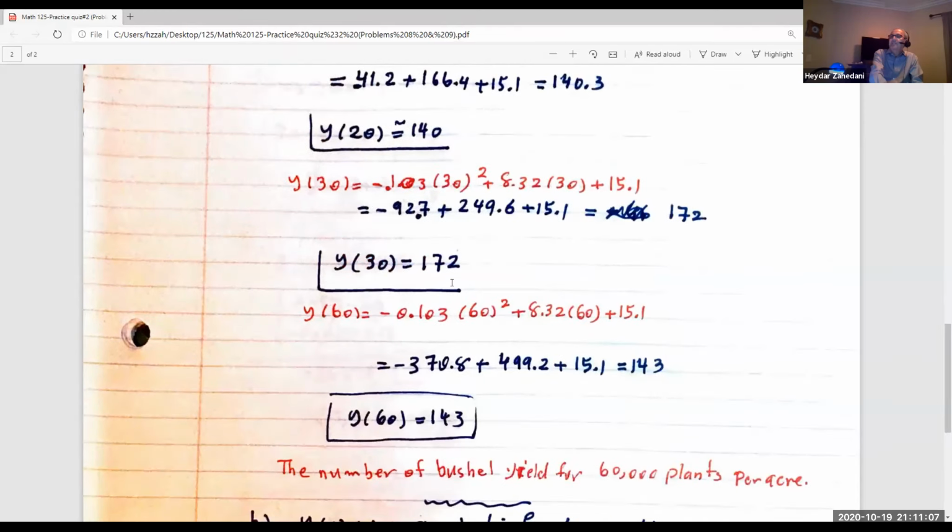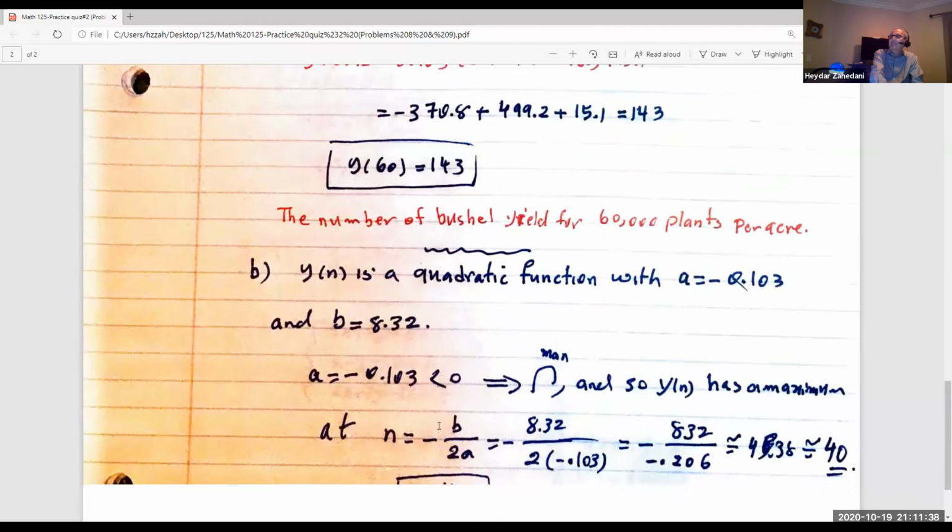Y of 30 is 172. Okay, you get a bigger one. But when you go to 60, you see the number drops. You get 143. So this means you are going to get the maximum somewhere here, and we got it at 40. Remember, when n equals 40, we get the maximum, which makes sense. In case of 20, 140, 30, 172, if you continue, the number would be lower. So that is the one that we did.